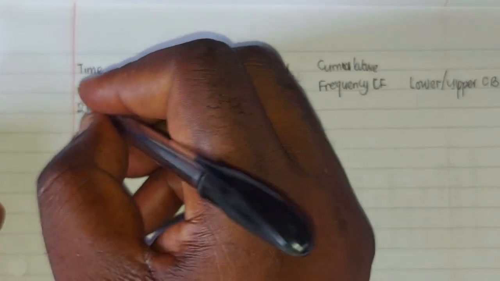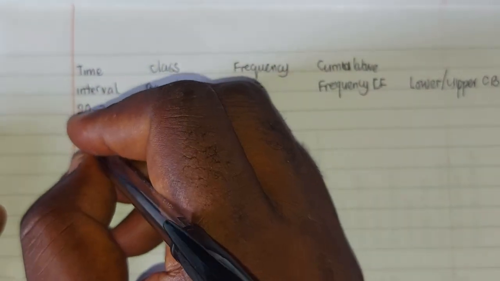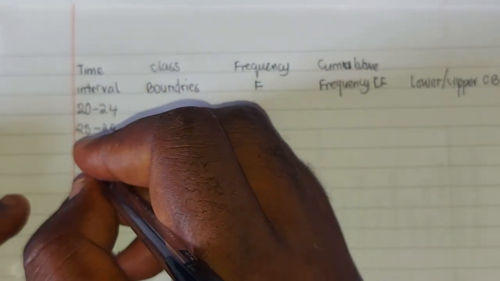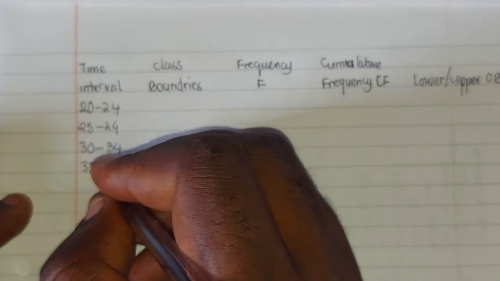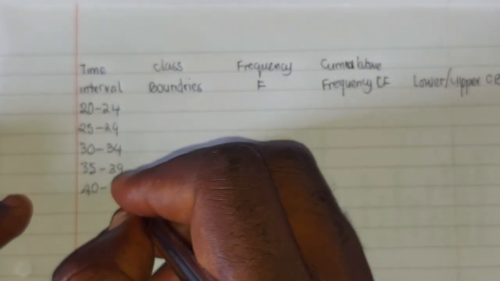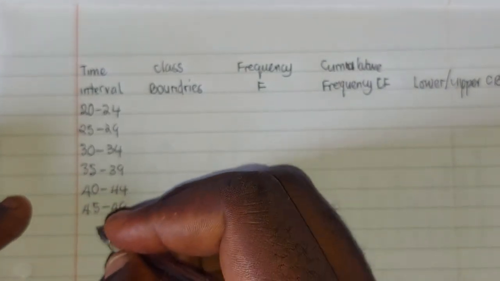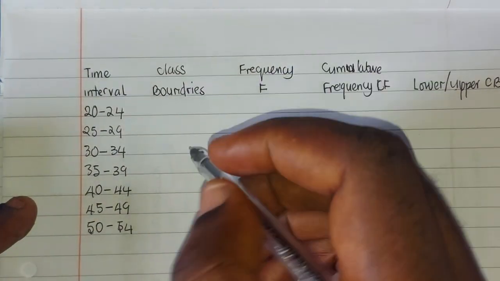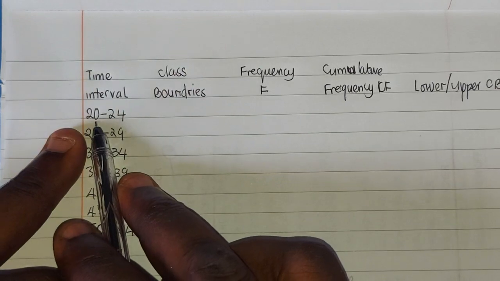We have 20 to 24, 25 to 29, 30 to 34, 35 to 39, 40 to 44, 45 to 49, and lastly 50 to 54. Then you take the class boundary. The class boundary is the halfway mark. So what is the class boundary?